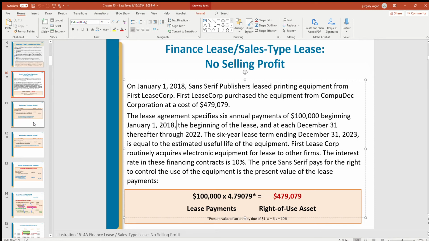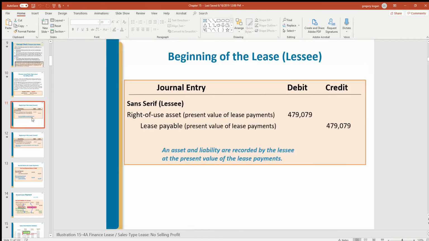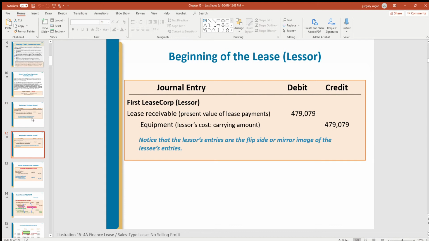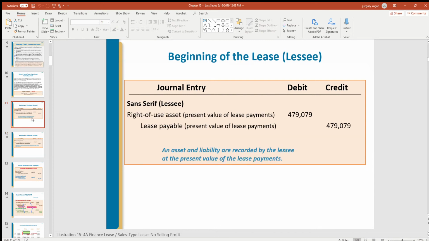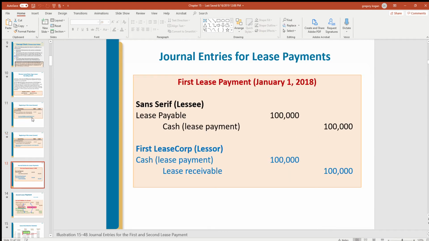$479,079. So what is the entry the lessee and the lessor are going to record right away? So the lessee records the right of use asset, present value of lease payments, $479,079 debit asset, credit lease payable, right? An asset and liability are recorded by the lessee at the present value of lease payments, and then the lessor has the same type of entry, but it's lease receivable, that's the asset, and equipment as a credit, lessor's cost carrying amount, right? And basically it's a flip of the lessee's entry, if you see the lessor.